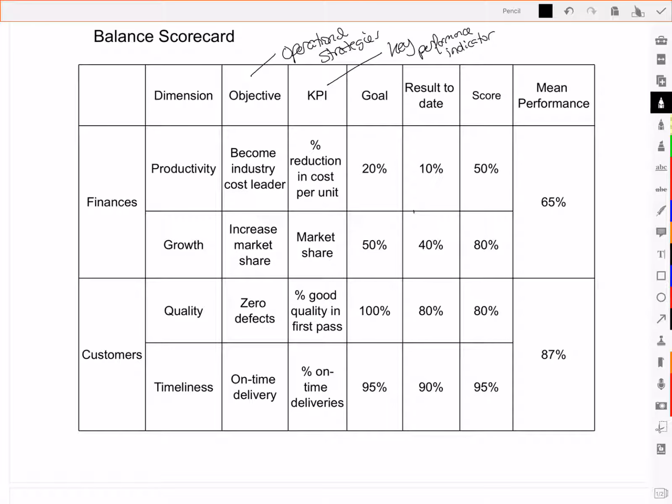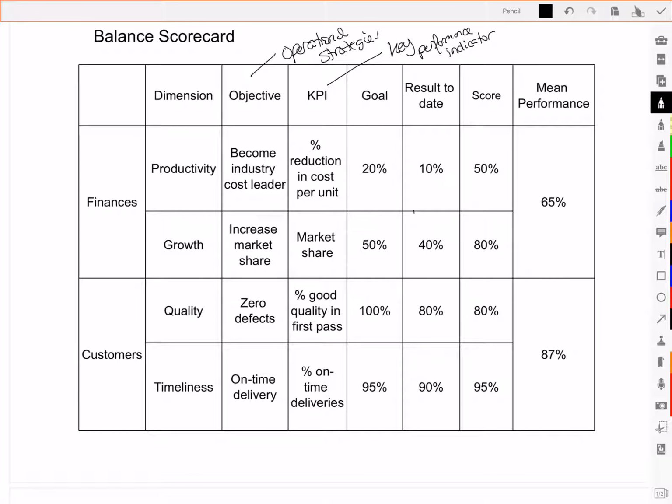If we are trying to increase our market share, then our key performance indicator may be our market share percentage. If our operational strategy is to have 0 defects, then we're going to look maybe at the percentage of goods that pass inspection first time. So you need a way to measure how well you are doing.